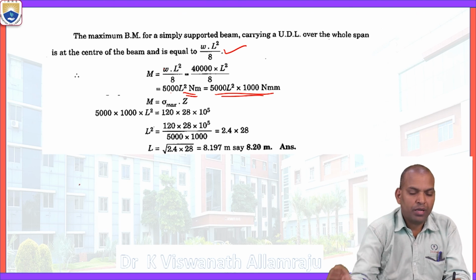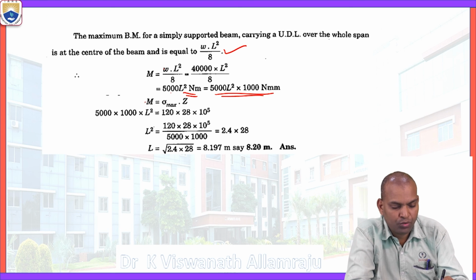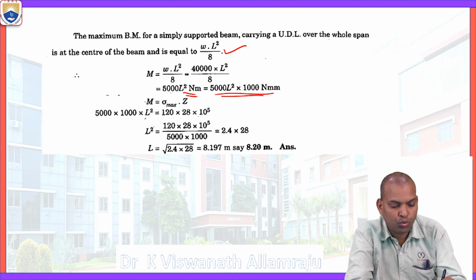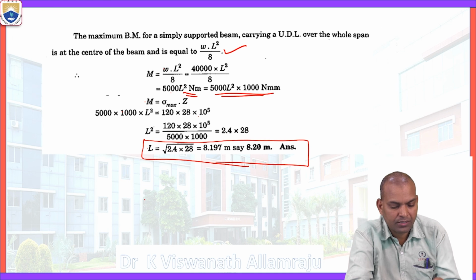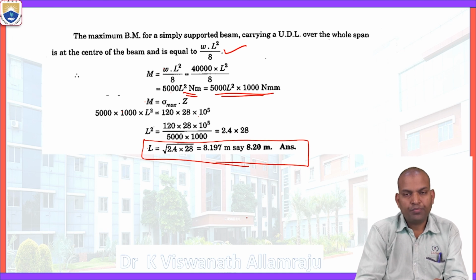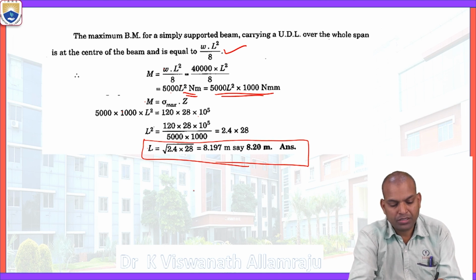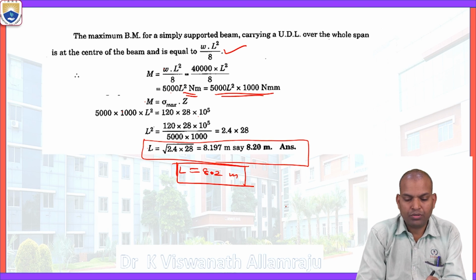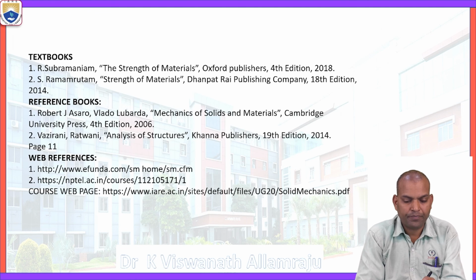Now M equal to sigma maximum times Z. We know the M value in terms of L square. Sigma maximum is 120 Newton per square millimeter, Z value is 28 into 10 power 5. From this the unknown value can be found. That unknown value is the span of the beam. That is L equal to 8.197 meters, which is nothing but 8.2 meters. L equal to 8.2 meters. That is the span of the beam.